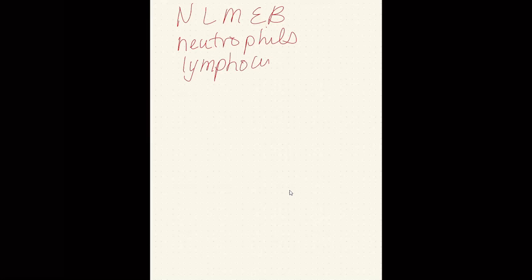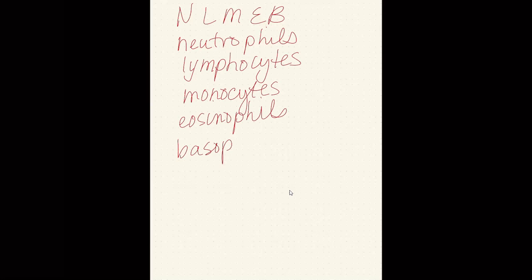So I usually think of it as never let monkeys eat bananas. Neutrophils, lymphocytes, monocytes, eosinophils, and basophils. Now they add in dendritic cells in our book.